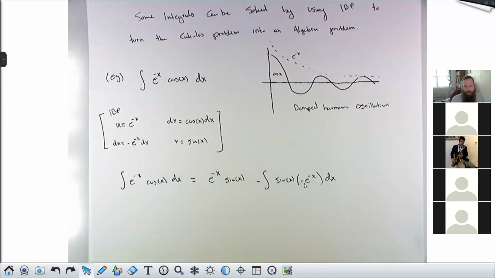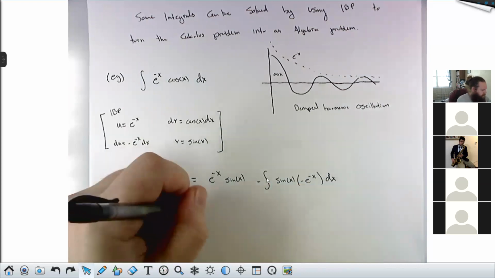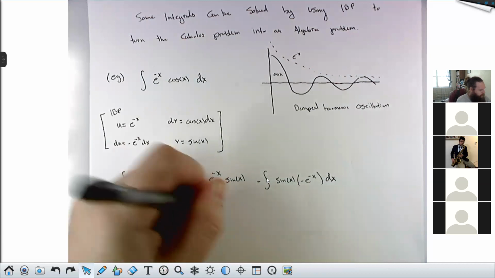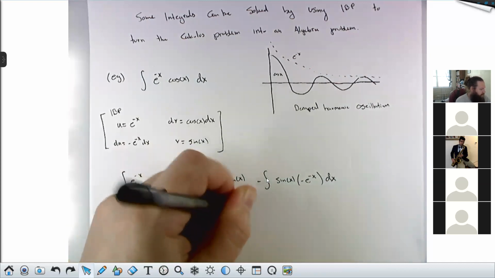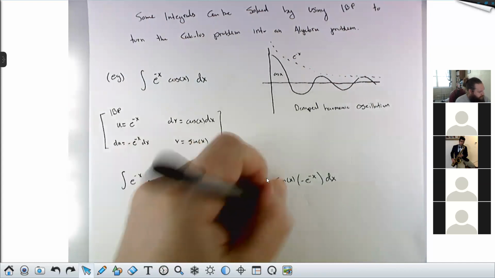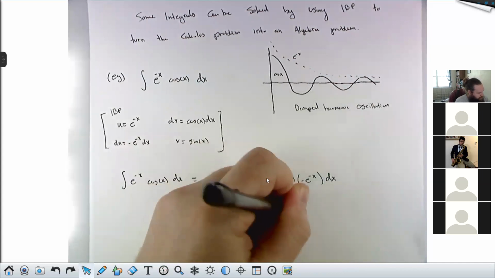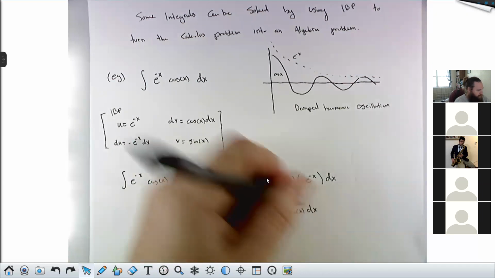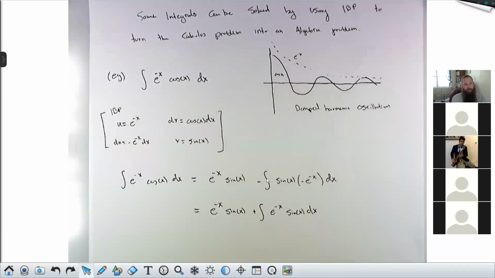If you pull this negative out and write the exponential term first, you get e to the negative x sine of x plus the integral of e to the negative x sine of x dx. So one run of IBP turned the cosine into a sine and didn't do anything else. What do you think a second run of IBP might do? Switch it back to a cosine, and we're going to have a looping.